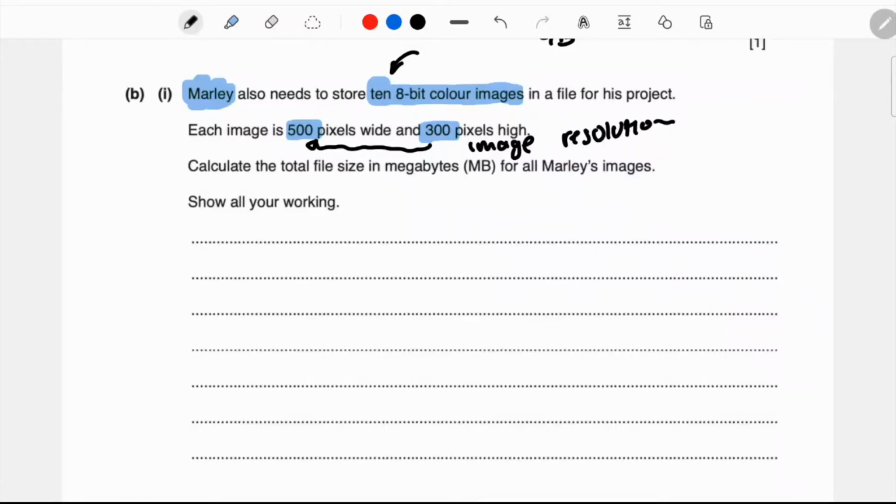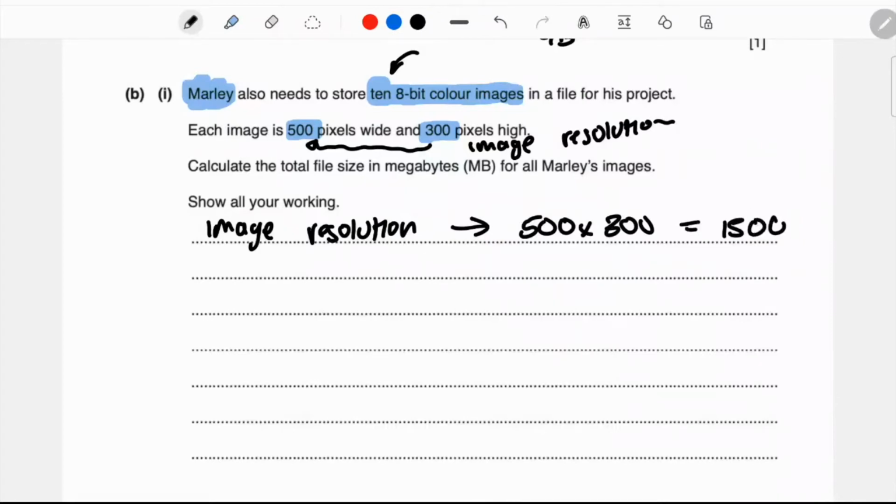Okay, so let's start off with calculating image resolution. The image resolution for this case will be 500 times 300, which will be 15 and then 4 zeros. 1, 2, 3, 4. That's 150,000 pixels. Okay, 150,000 pixels. Now, that is our image resolution.